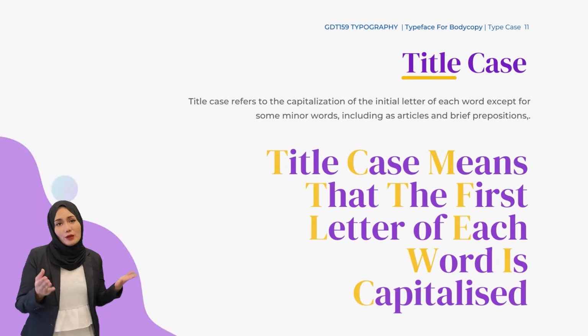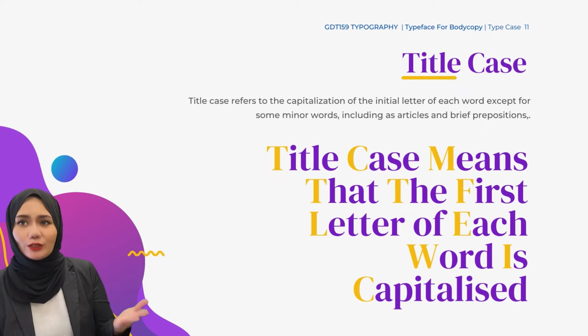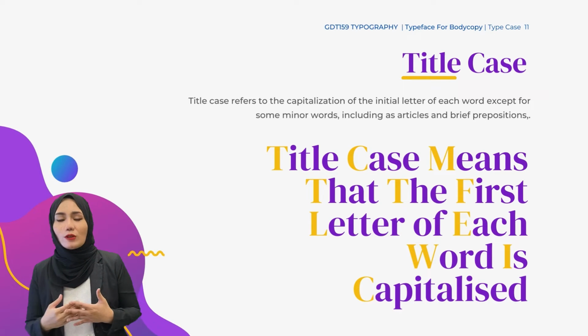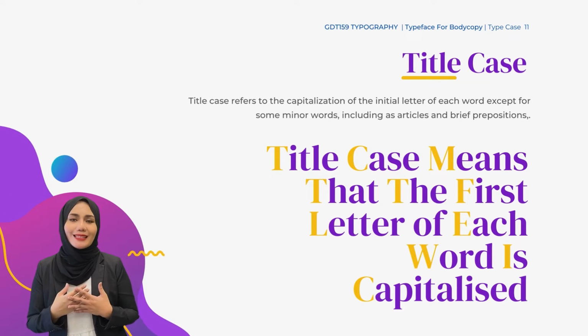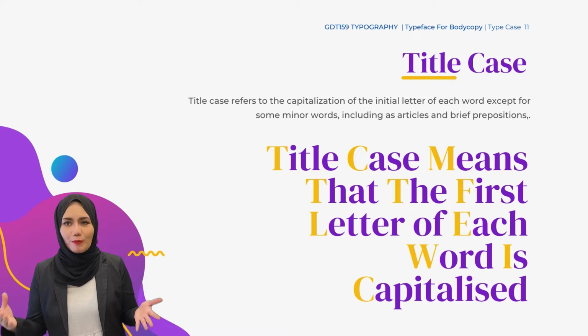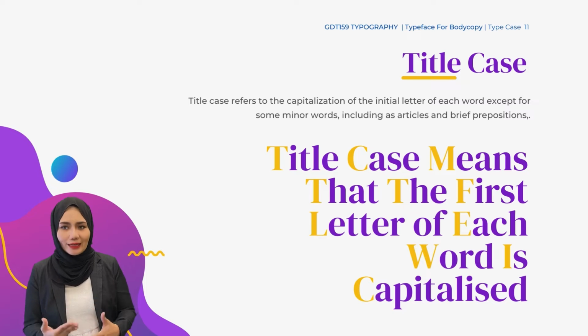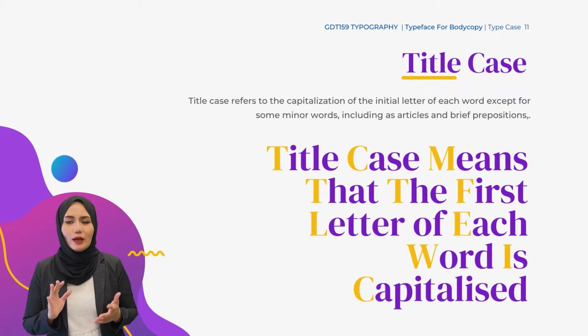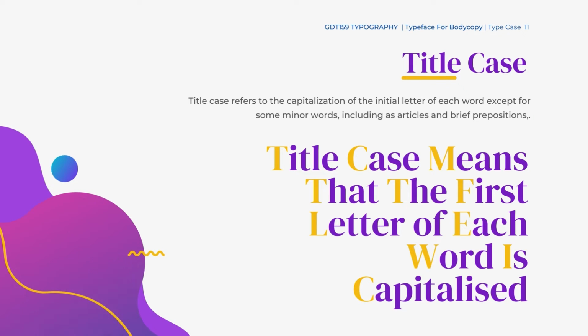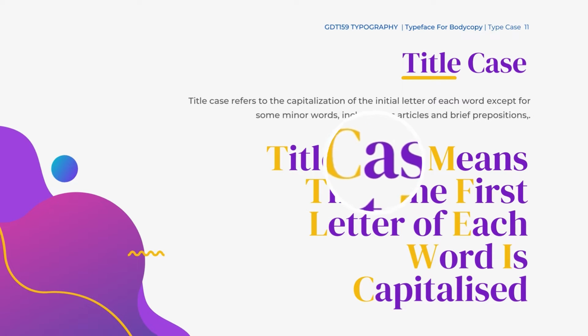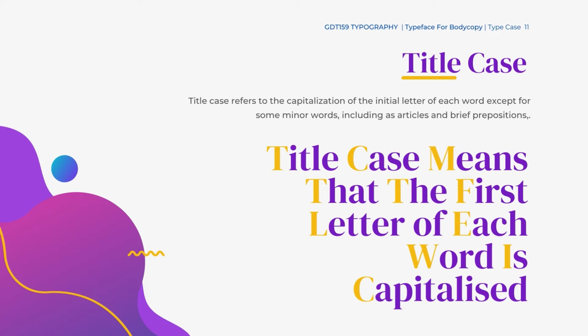Title case refers to the capitalization of the initial letter of each word except for some minor words, such as articles and brief prepositions. As you can see in the slide, title case means that the first letter of each word is capitalized. The example shows here the T, C, M. The yellow color alphabet is the title case.